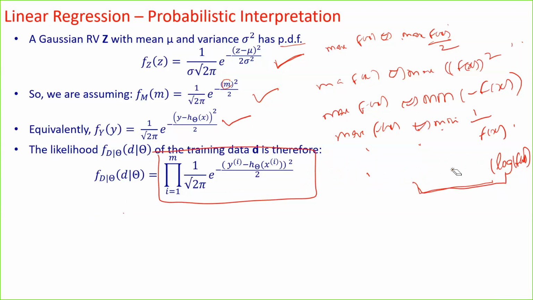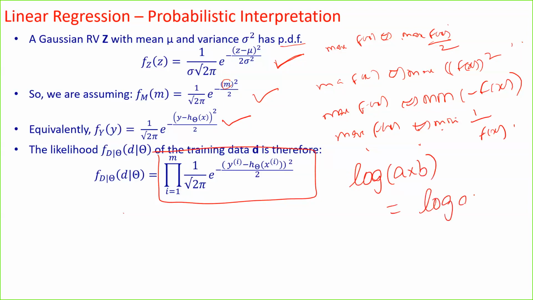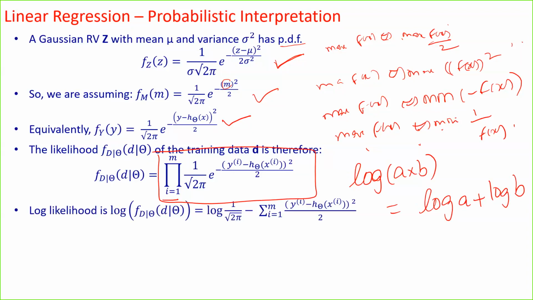What happens when you take log of a times b? Expand this, what will you get? Log a plus log b. So this is a product over I. What happens when you expand? It will become a sum over the log of all these individual things. So when you expand this, you get log of 1 by 2 pi, and this e and log will get cancelled. You will get sum over i equal to 1 to m, yi minus h theta of xi by 2 whole square.